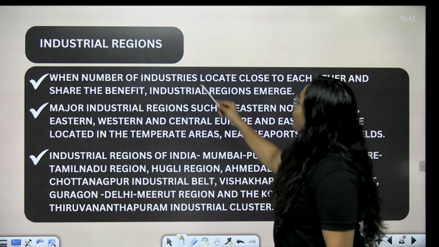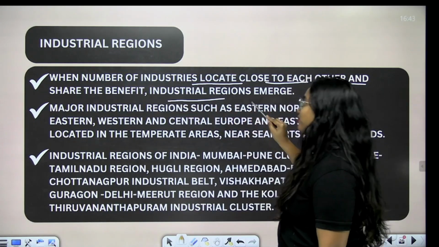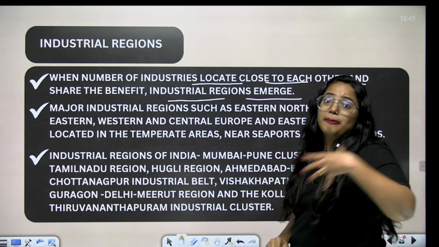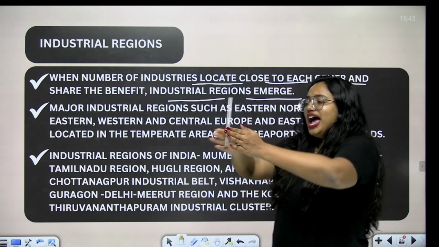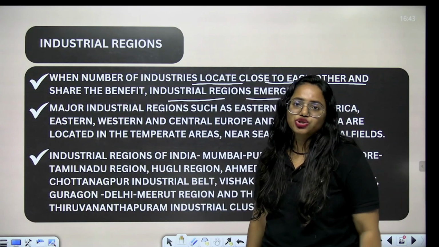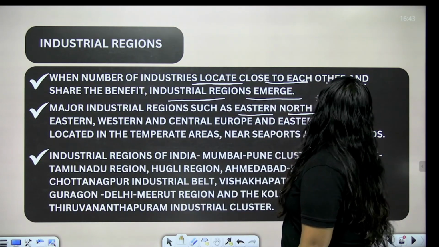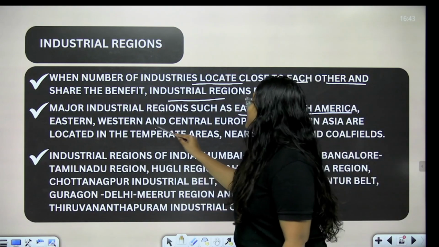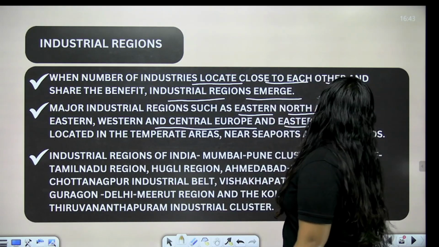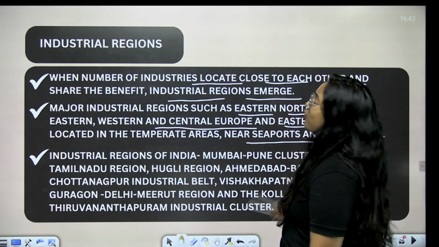It's all about industrial regions. What are these? When a number of industries locate close to each other and share the benefit, industrial regions emerge. So, an area can be a group of industries too. Clear? Major industrial regions such as Eastern and Northern America, Eastern, Western and Central Europe and Eastern Asia are located in temperate areas near seaports and coal fields.